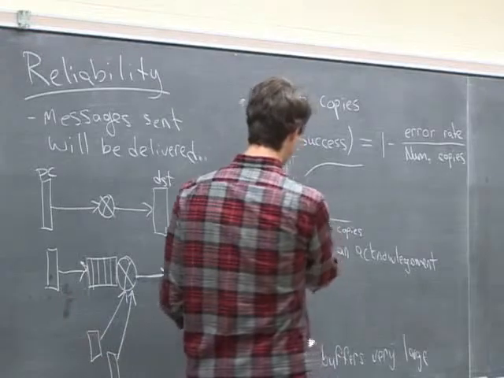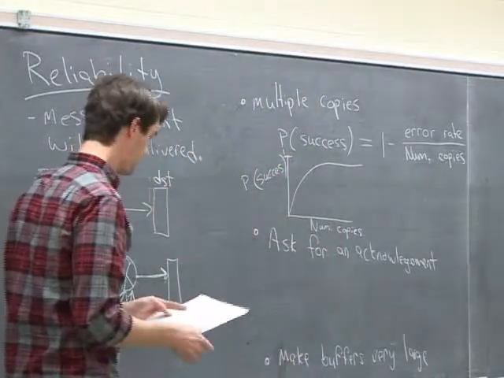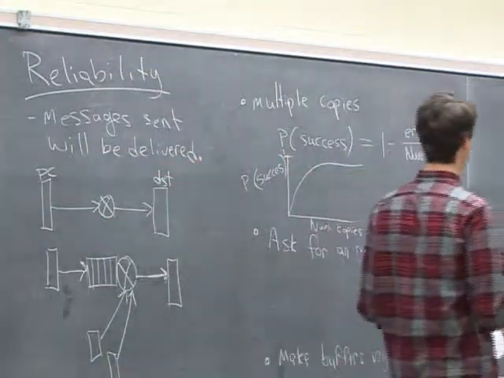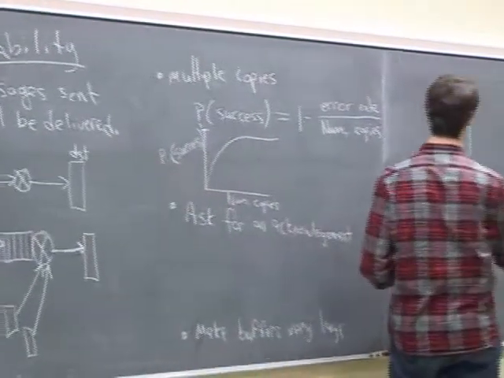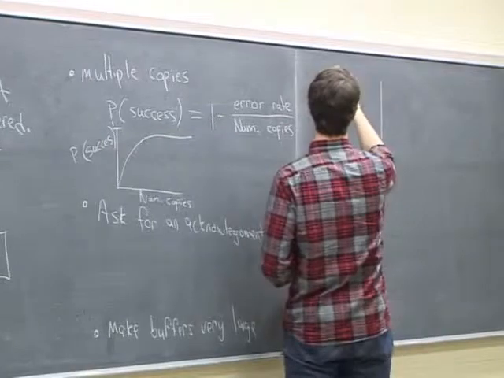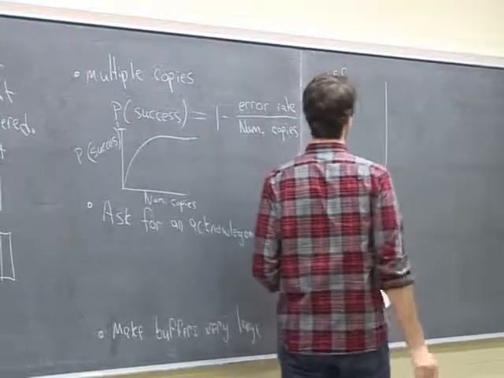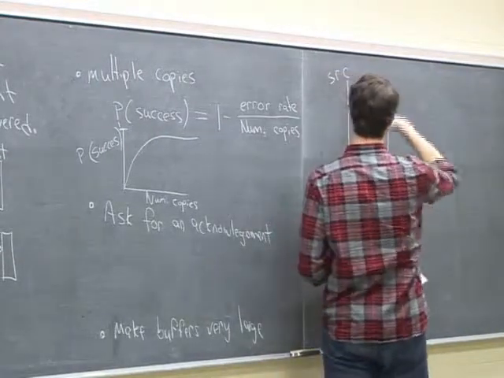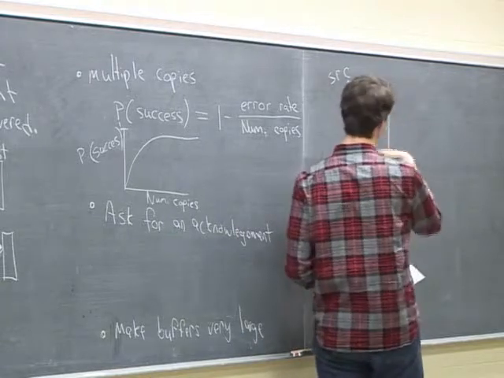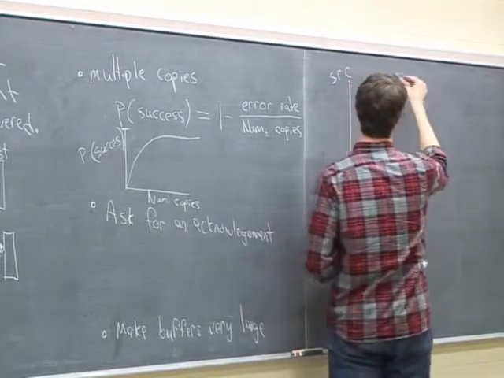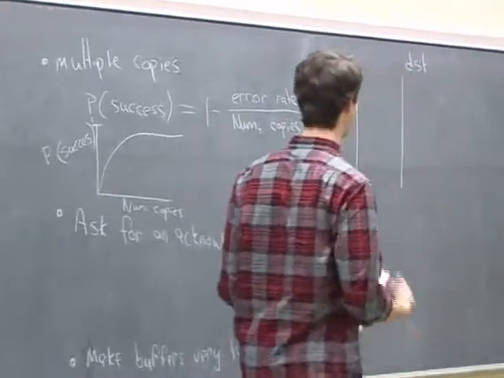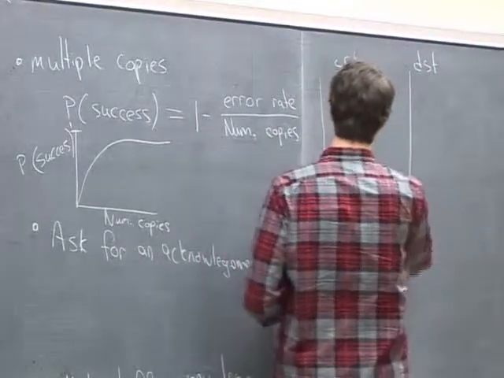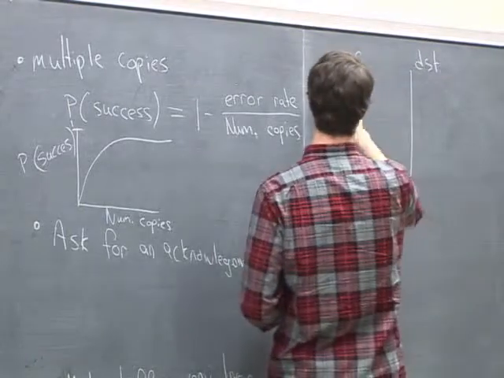Okay, so now this ask for an acknowledgement. So let me draw what this looks like. And these are the type of pictures that networking people use. On the left here, this line indicates the data that's sent or received from the source. And this line represents the destination. And then as we move down this diagram, this is going to be time.